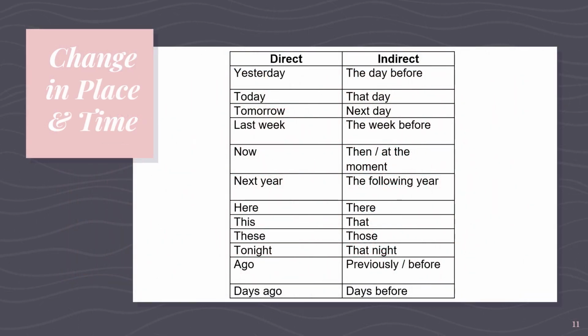Now, next rule for this is change in place and time. If someone has used yesterday in direct speech, then in indirect you will change it into the day before. Today would be changed into that day. Tomorrow will be changed into next day. Last week would be changed into the week before. Now will be changed into then or at the moment. Next year would be changed into the following year.